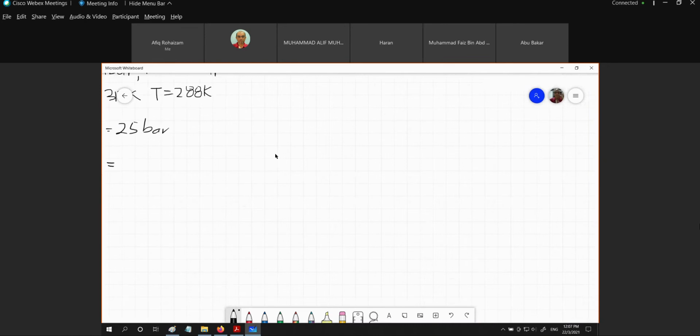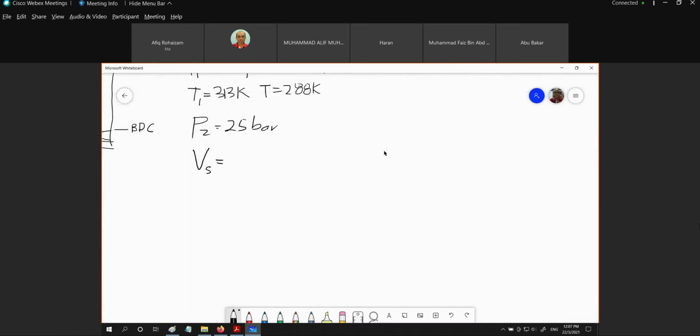So this is 3.69 times 10 to the power of minus 4 meter cube. Please verify it. Is it correct? Betul, saya tulis betul. Okay, thank you.